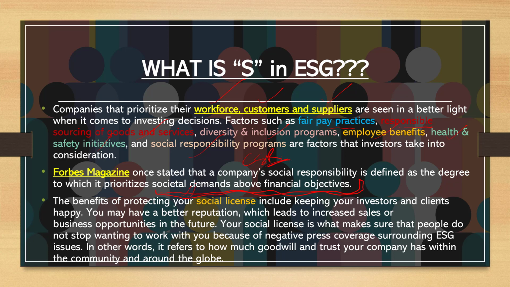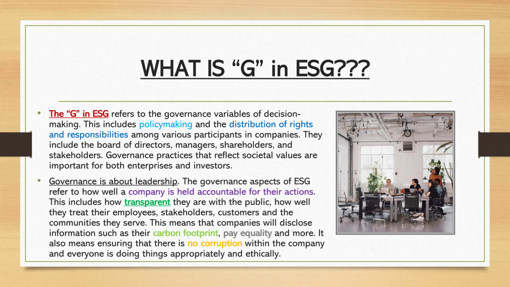You may have a better reputation, which leads to increased sales or business opportunities in the future. Your social license is what makes sure that people do not refuse to work with you because of negative press coverage surrounding ESG issues. In other words, it refers to how much goodwill and trust your company has within the community and around the globe. Now let's look into what is G in ESG.